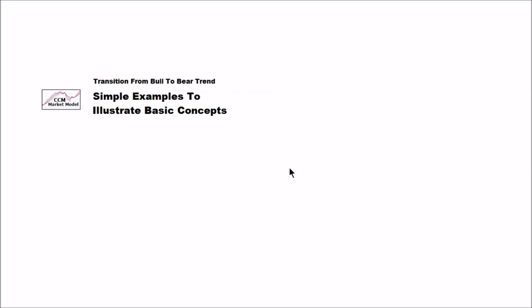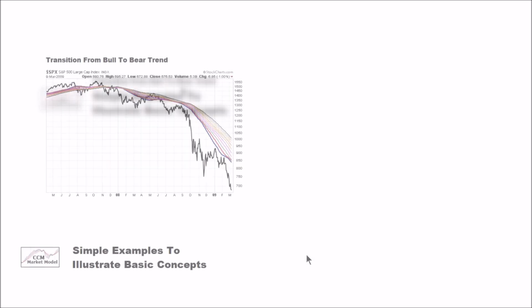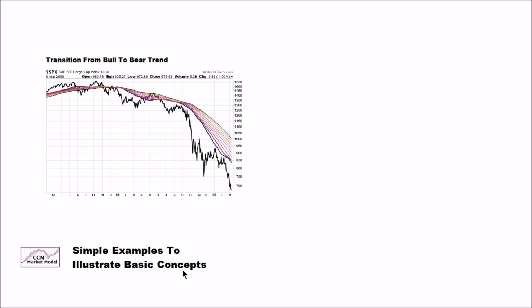In this segment of the video, we'll be using some simple examples to illustrate basic concepts related to how the model handles the transition from a bullish trend to a bearish trend. When we say in these videos that we're using generic moving averages to illustrate basic concepts, we mean that. That typically means that the moving averages we're looking at are not the moving average pairs actually used by the model. We're using generic daily moving averages here. They were chosen at random to illustrate basic concepts in terms of how the model will handle a trend reversal.